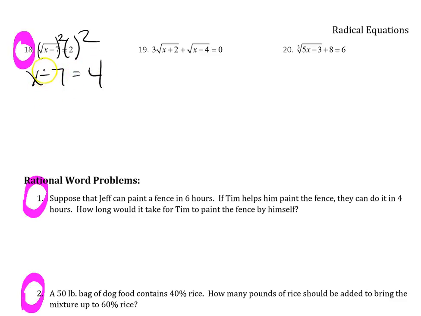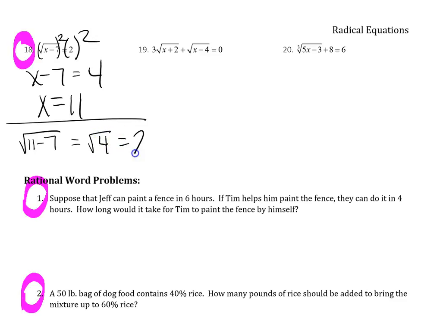Okay, I can add over the 7. So x equals 11. And let's see, does that make sense? Square root of 11 minus 7. 11 minus 7 is 4. Square root of 4 is 2.